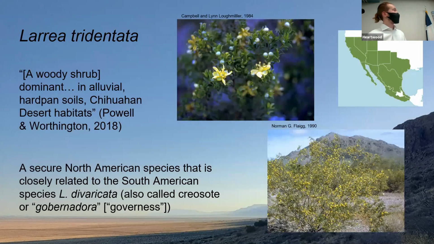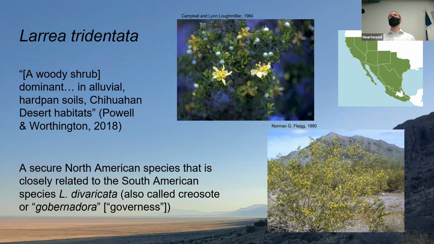And now, finally, I'd like to move on to the plant of my heart, Larrea tridentata. This is a woody shrub that is dominant in dry and desert regions like the Chihuahuan Desert, the Mojave Desert, and the Sonoran Desert. It only lives in North America, which involves southwestern United States and northern Mexico. And it is closely related to a South American species called Larrea divaricata, which is also called creosote. And they both also have the common name gobernadora in Spanish communities, which means governess.